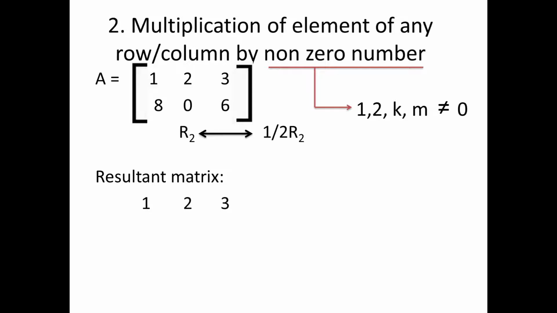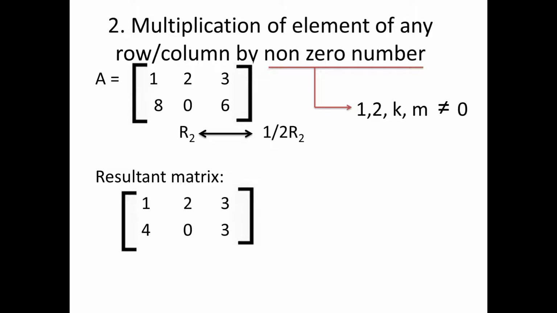Now what are the elements of the second row? That is 8 divided by 2, 0 divided by 2 and 6 divided by 2. So what will I get? This is 4, 0 and 3. So ultimately in this way I will form a new matrix. So I will get the elements in this form: 1, 2, 3 and 4, 0, 3. In the same way, I can go for the column transformation.